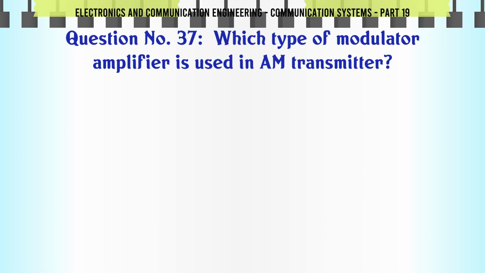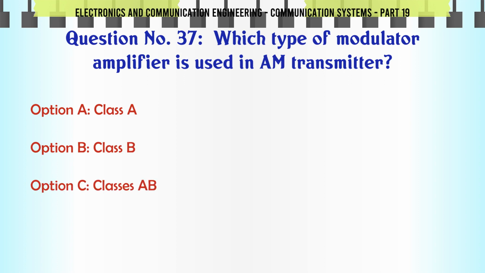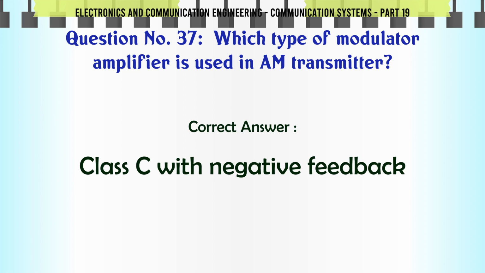Which type of modulator amplifier is used in AM transmitter? A. Class A, B. Class B, C. Class AB, D. Class C with negative feedback. The correct answer is class C with negative feedback.